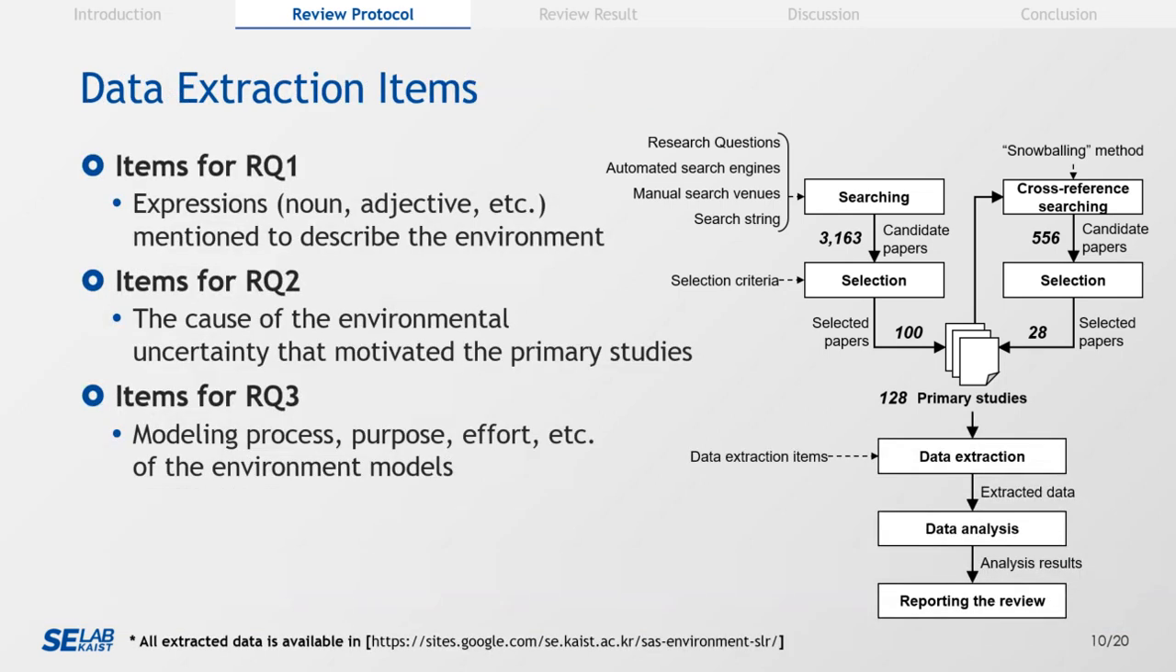From the primary studies, we selected data that can answer the research questions. To answer RQ1, we extracted every expression describing the environment. To answer RQ2, we extracted causes of the environmental uncertainty motivating the primary studies. To answer RQ3, we found primary studies that proposed explicit models of the environment and extracted details of the modeling method.